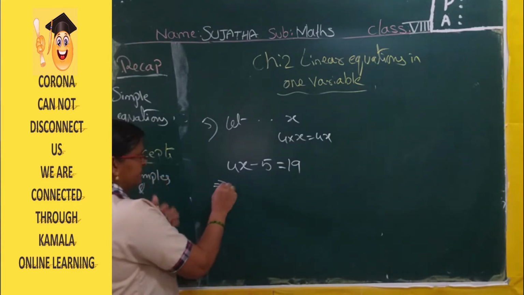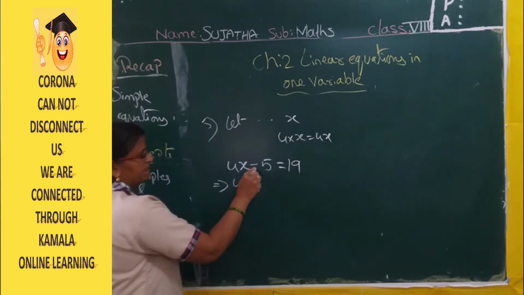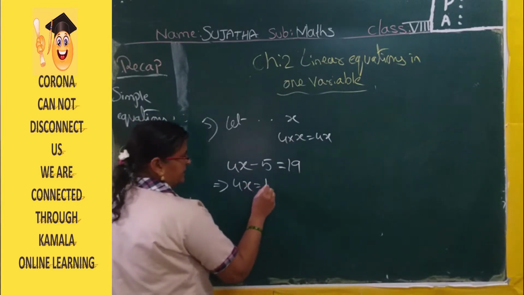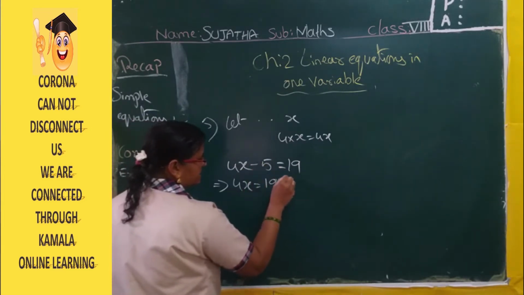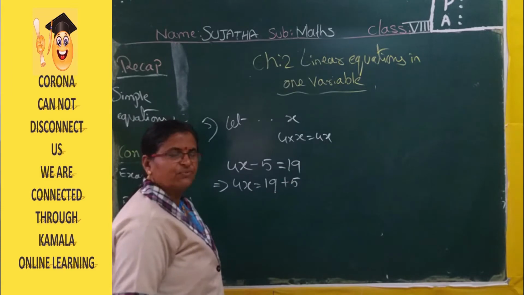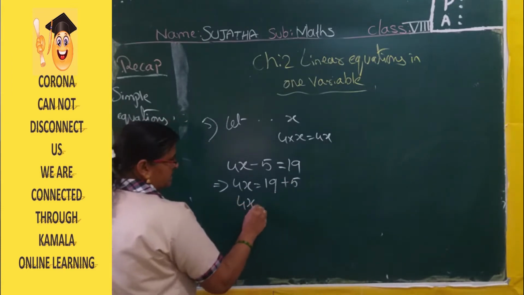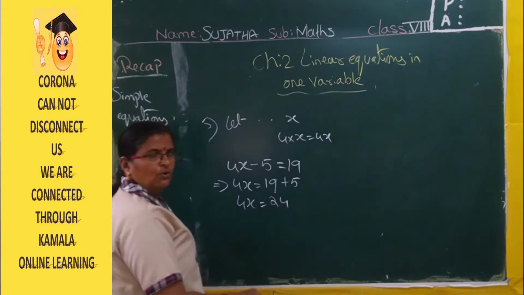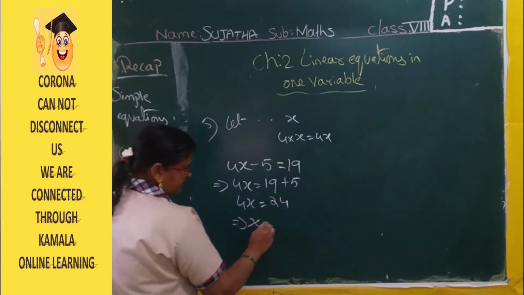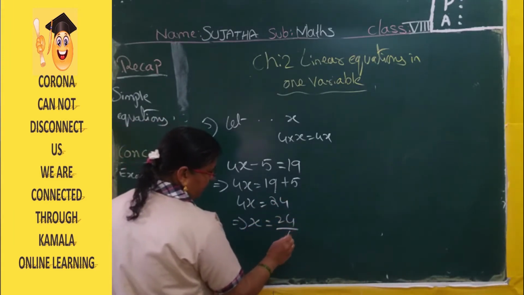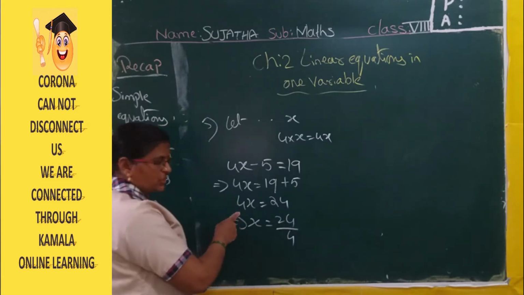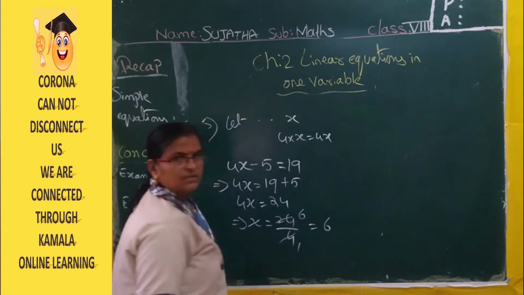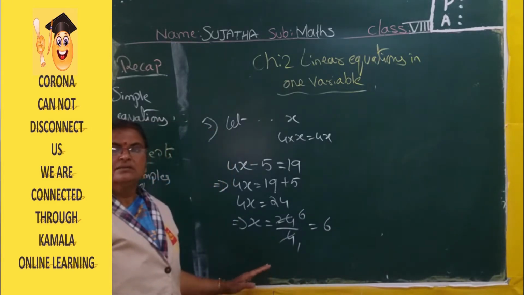That implies 4x minus 5 equals 19. The minus 5 will go to that side and become plus: 4x is equal to 19 plus 5. How much? 24. It implies x is equal to 24 by 4. 4 is in multiplication form, so 4 sixes are 24. That is 6. So the x value will be 6.